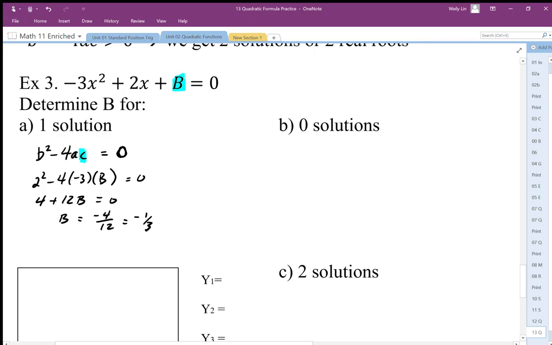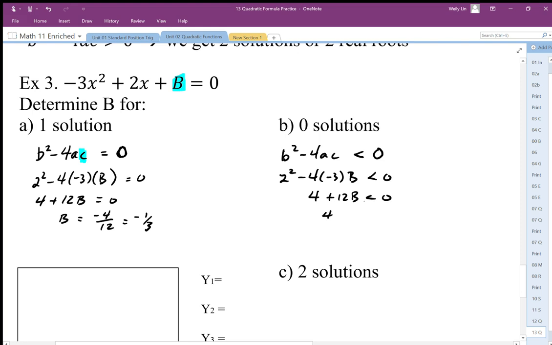Now we can do the same thing for 0 solutions. We make the discriminant less than 0, because if it's negative, we cannot square root the negative, and we're going to get no solutions. So again, I just plug in: 2 squared minus 4 times negative 3 times b. This is essentially the same equation. We end up with 4 plus 12b less than 0.